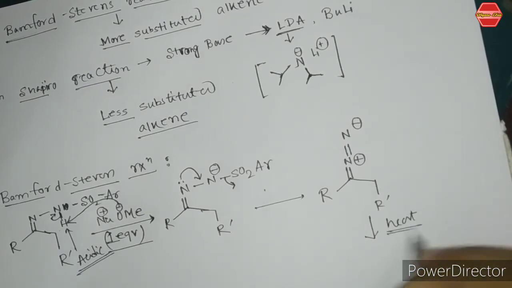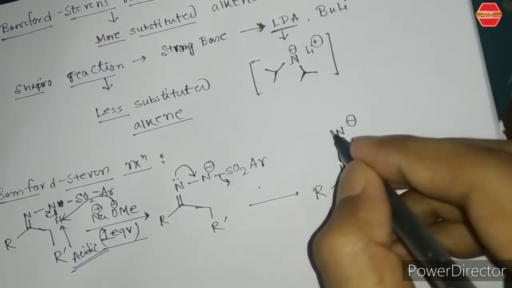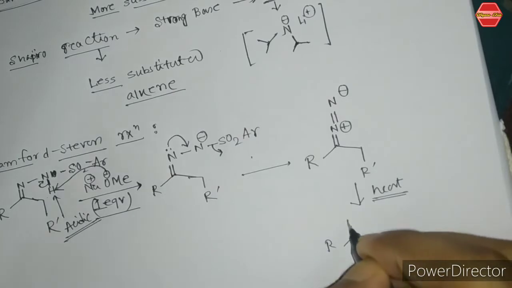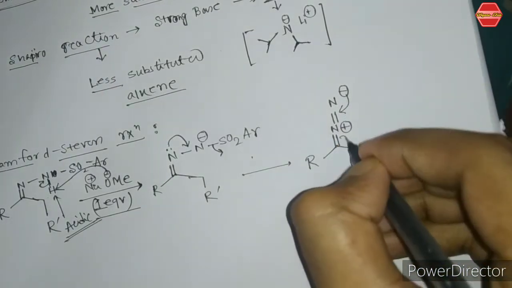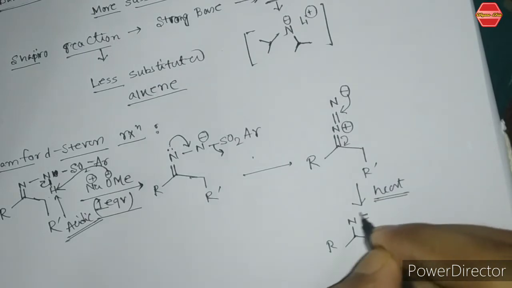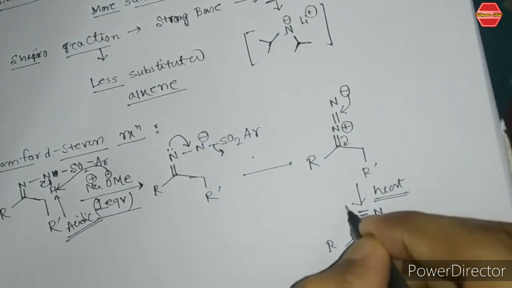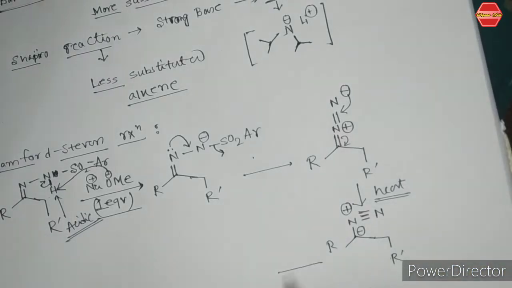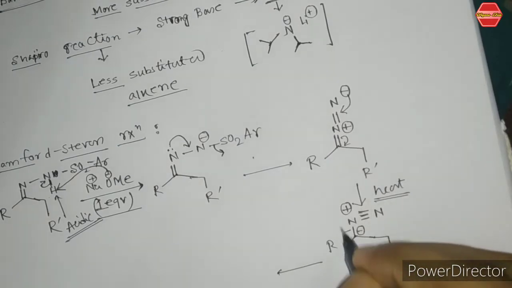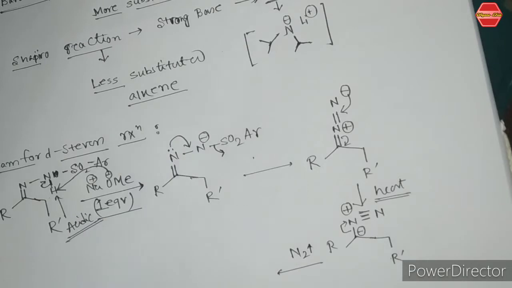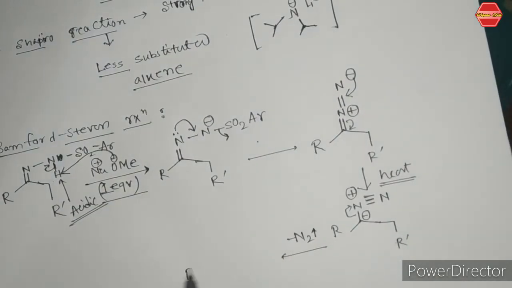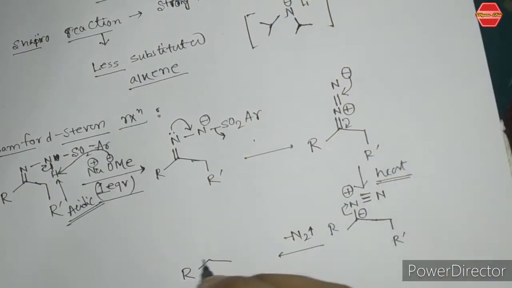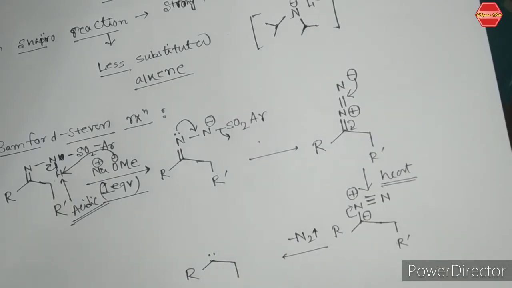Heat has to be used because of this. Now see, if we write the structure this way, I'm writing a triple bond to nitrogen, with a positive charge, and here is the negative charge. Now this nitrogen can easily leave the system as a gas, so nitrogen leaves the system, and there is a negative charge on this carbon. After the nitrogen leaves, there is formation of a carbene.